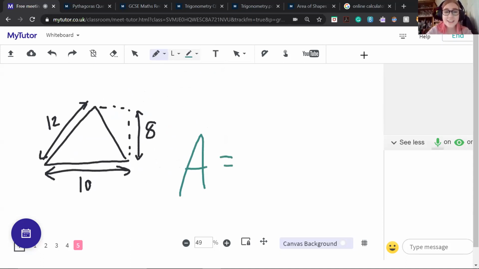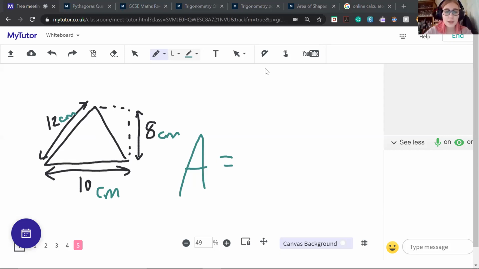Oh, brilliant. Yeah, loads of people getting it straight away. Not fooled at all. Oh, I didn't do units again. I'll say that they're centimeters. Loads of people getting this one.